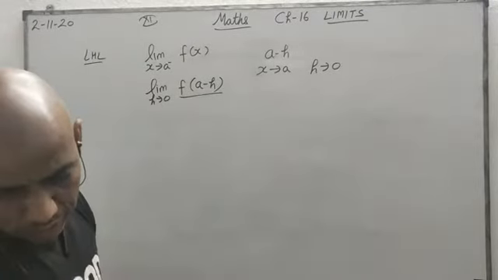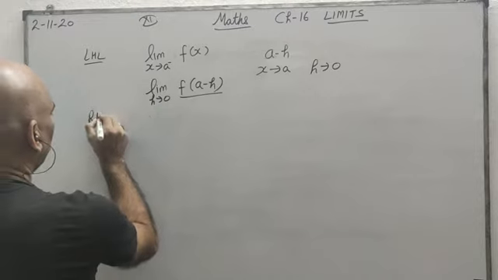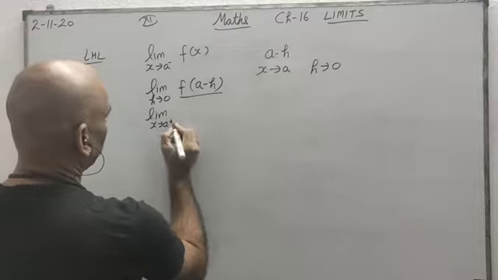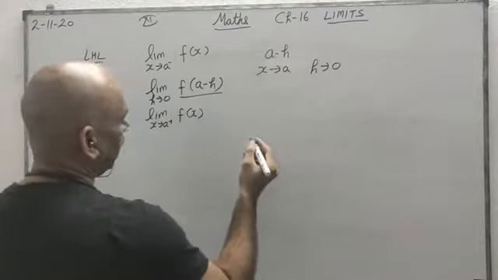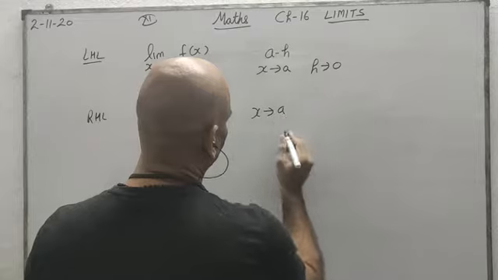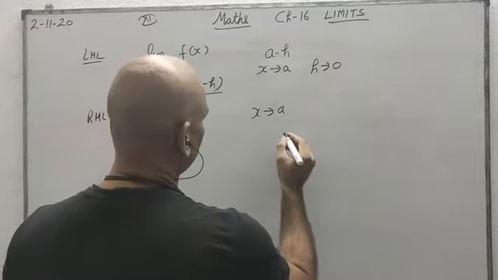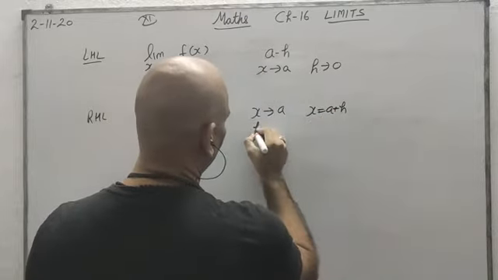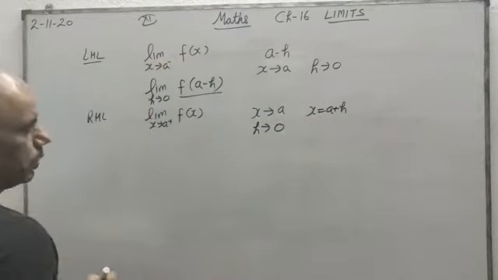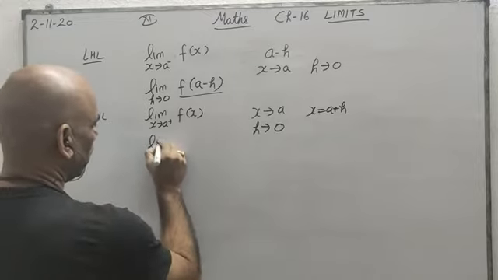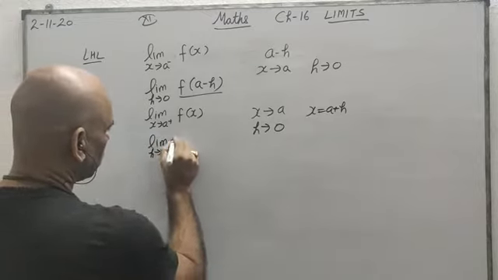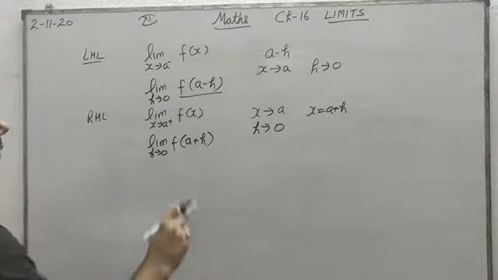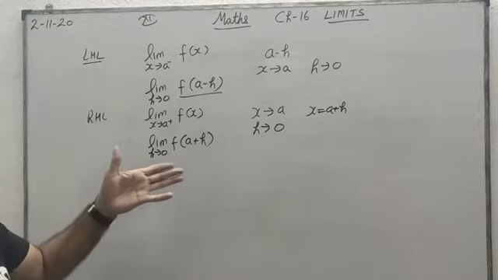Similarly, for RHL, what will you do? Limit x tends to a plus f(x), and I am substituting x as a plus h. As x tends to a, h tends to 0, it will become limit h tends to 0, find the value of function f(a plus h). That will be the RHL of the function.